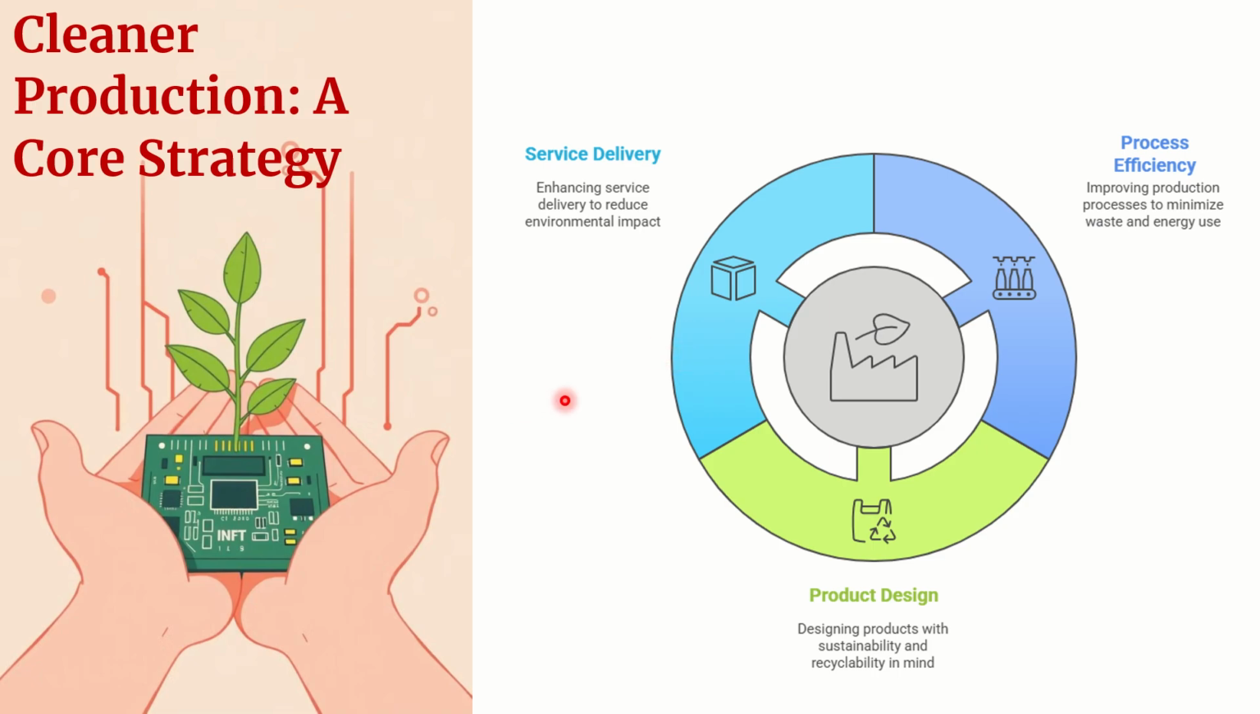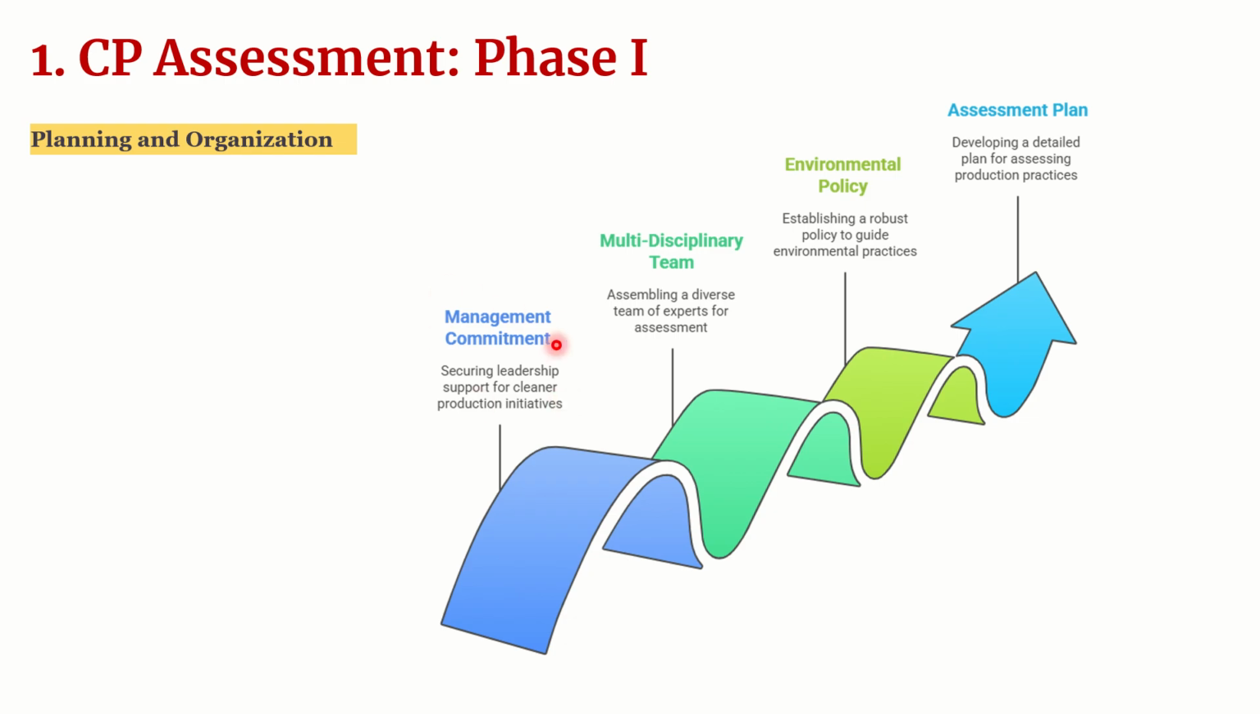So cleaner production assessment is a systematic methodology for identifying what are all the areas where improvements is needed, or for identifying areas of inefficient resource usage and also poor waste management. So first topic, I'm going to explain about cleaner production assessment steps in that phase 1. So that involves planning and organization. So what are all the key components of planning and organization? One by one, let's see.